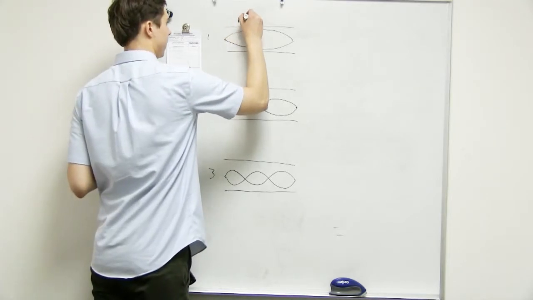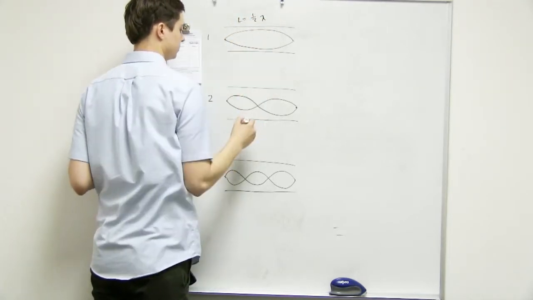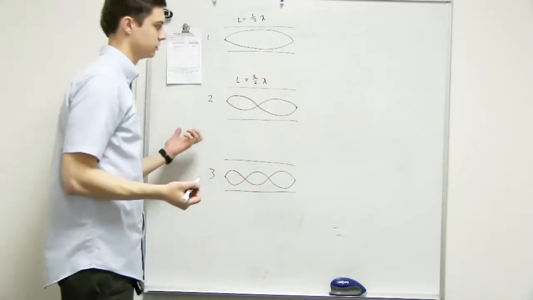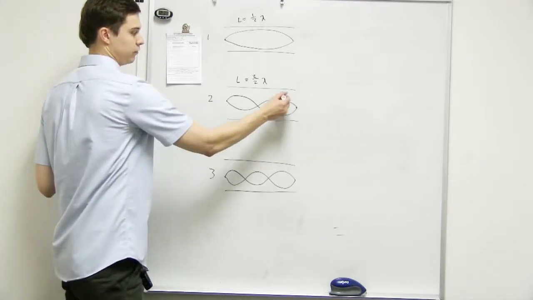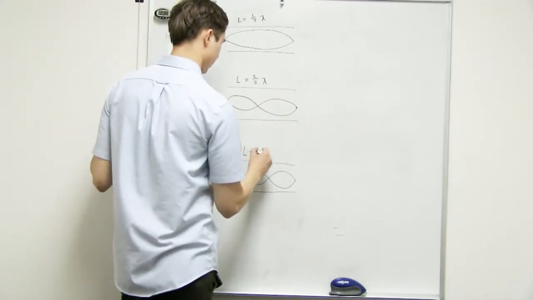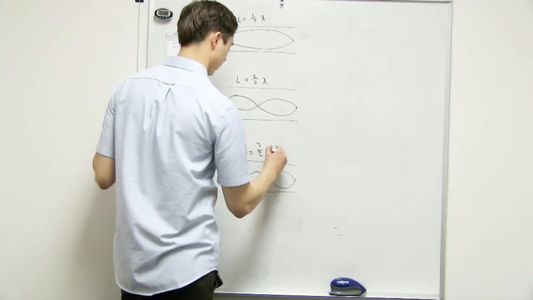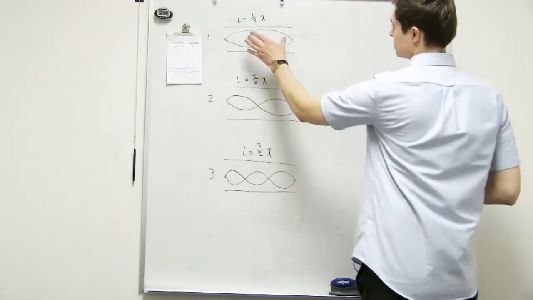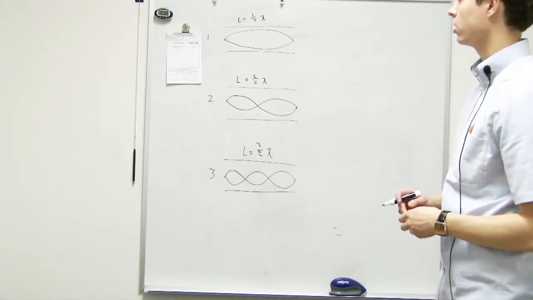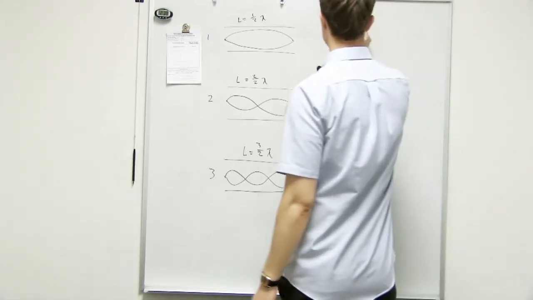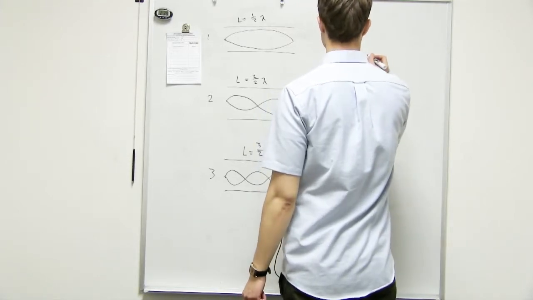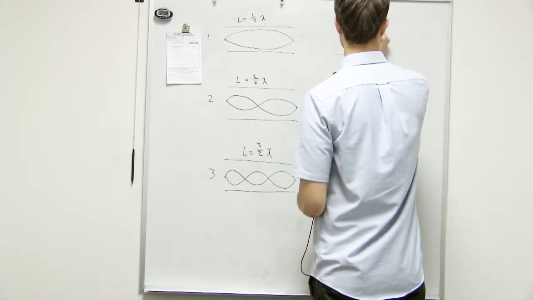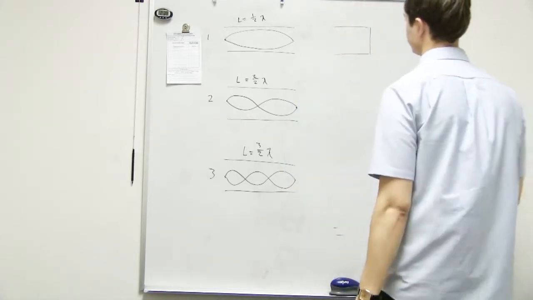So we can say here L equals 1/2 of lambda. Here L equals 2/2 lambda, or in other words, 1 lambda, because you can see how that's a full wavelength. Here L equals 3/2 lambda. So if we want this same sized wave to be the fundamental of our closed tube, we would have to make that tube half as large, or half as long. So that's about half as long.